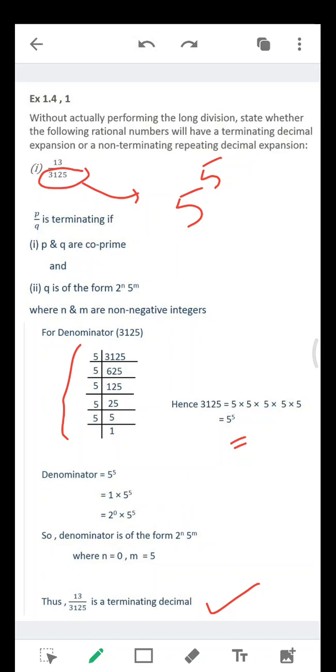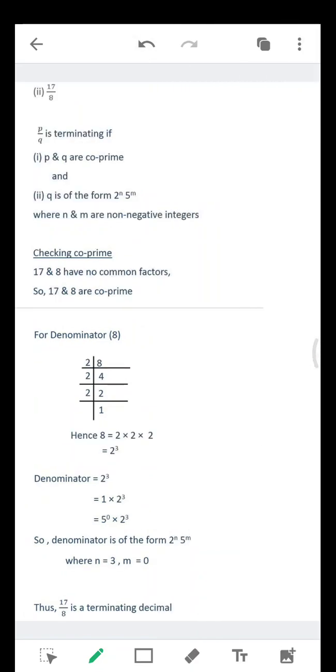So next let's take a look at the second one, 17 by 8. You have to check whether it is co-prime or not, meaning the fraction should be in simplified form, and it is in simplified form only. 17 by 8 is not further divisible by any number, isn't it? So p and q are co-prime, yes, 17 and 8 are co-prime, so you can proceed.